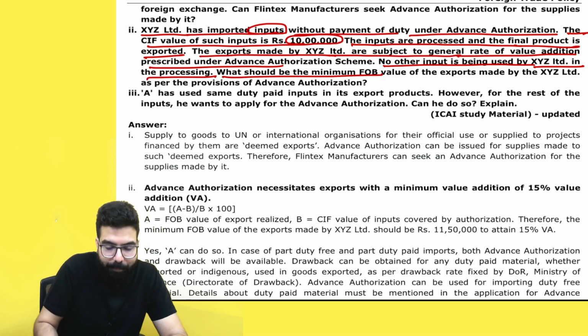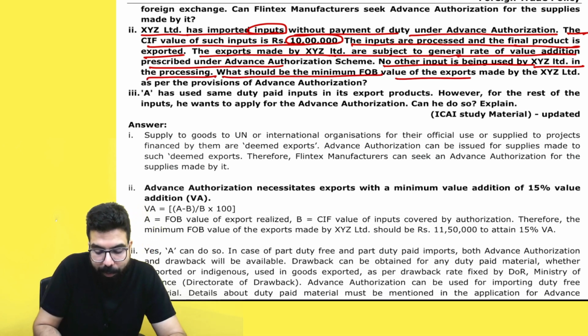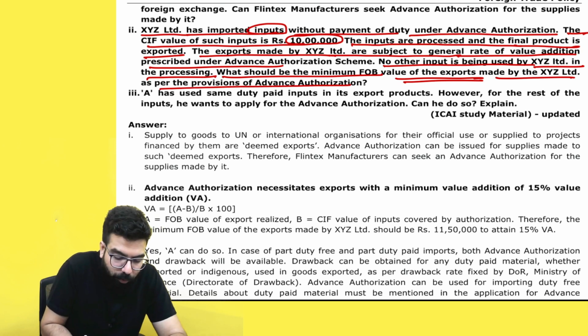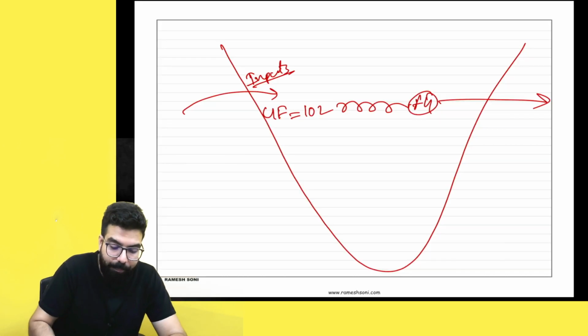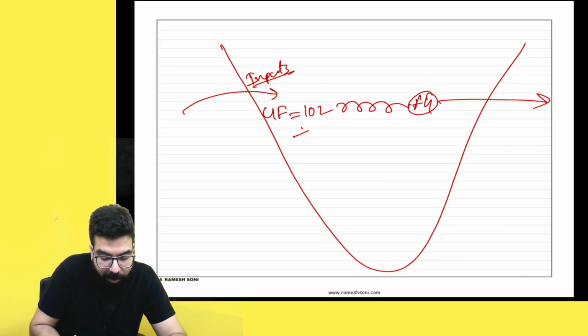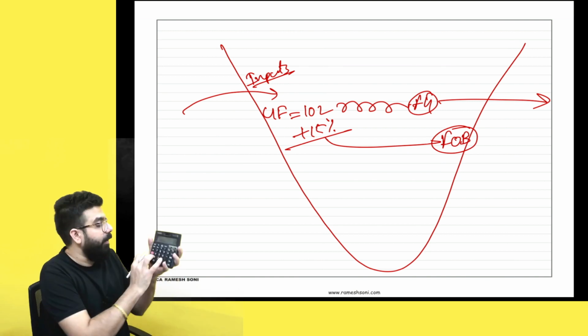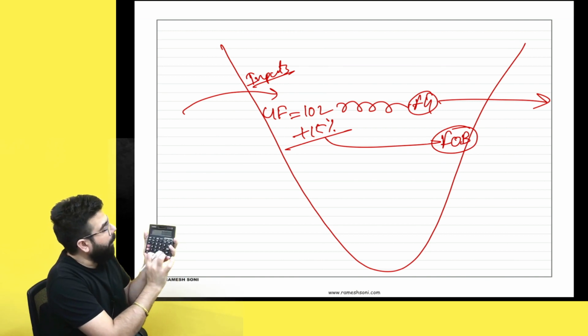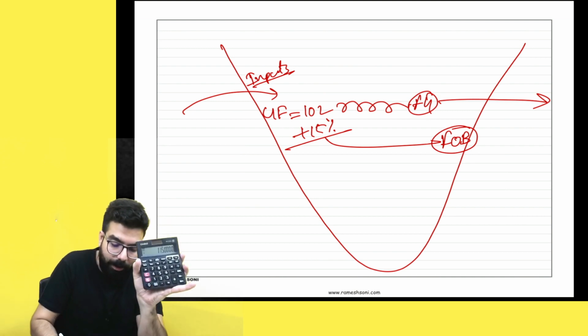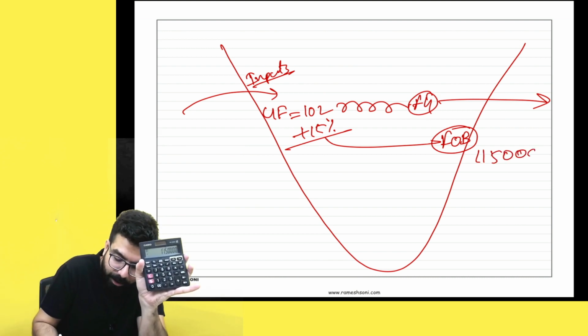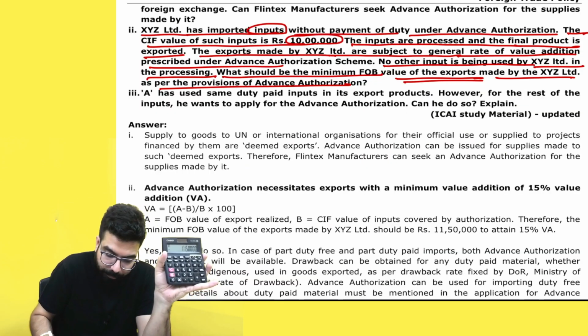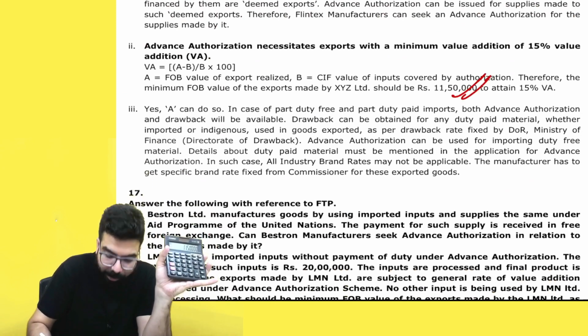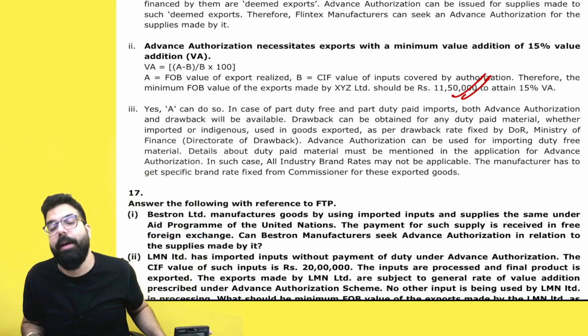What should be the minimum value addition, minimum FOB of the export made by XYZ as per advance authorization? At least minimum value addition is 15%. So can you tell me what FOB value should come? 10 lakh rupees plus 15%. So the FOB should be 11 lakh 50,000. If you see over here, the answer will be given as 11 lakh 50,000. Minimum value addition that should be attained is 15%.